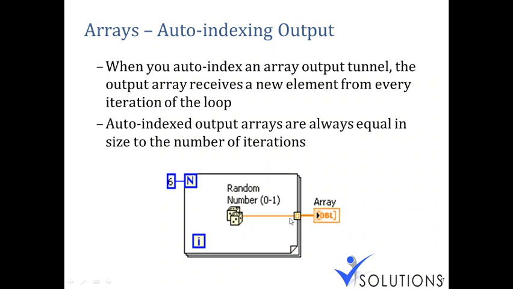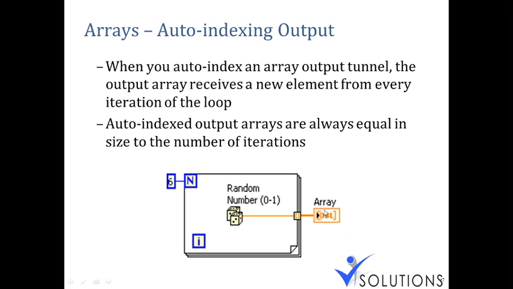This auto indexing tunnel will collect them all and give you an array of 6 elements. So who will decide how many elements are there in this array? It depends on the number of times the loop runs. If the loop is iterating 6 times, this wire will iterate 6 times, and this auto indexing tunnel will collect 6 elements and pass it to the array, and this array will have 6 elements, right?